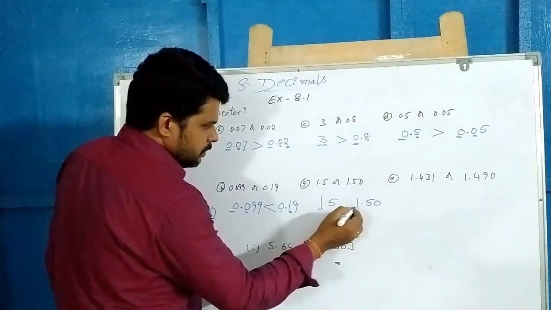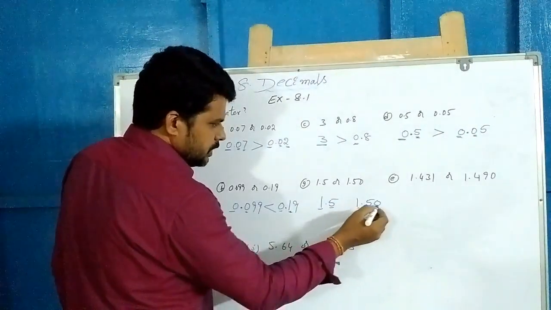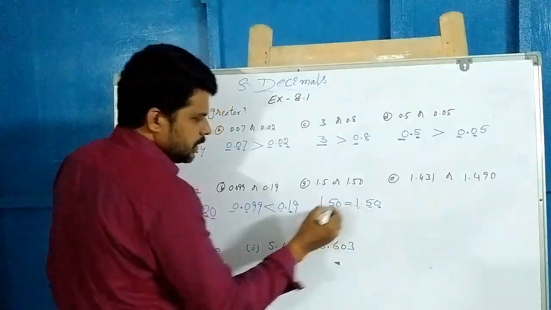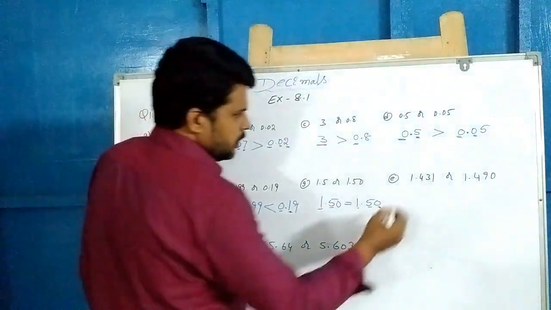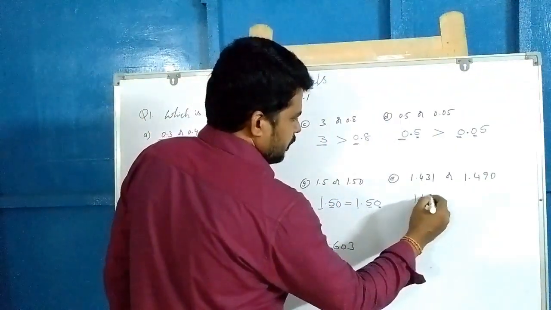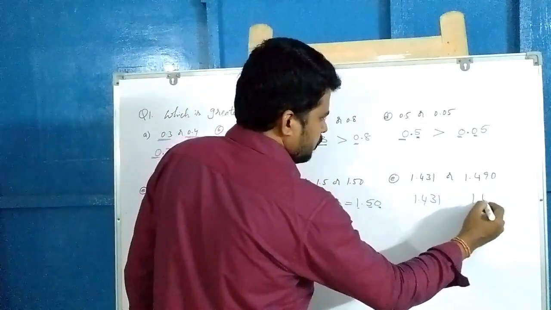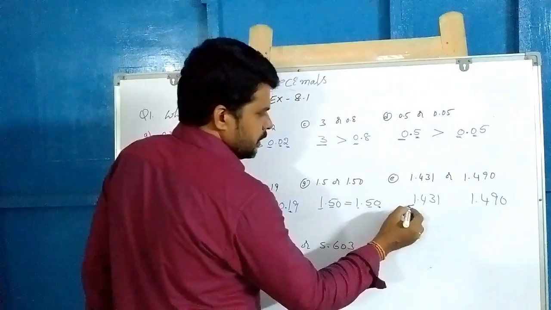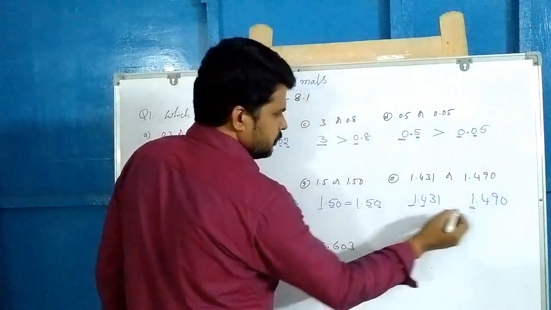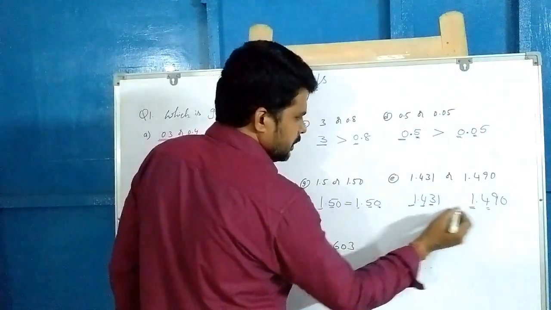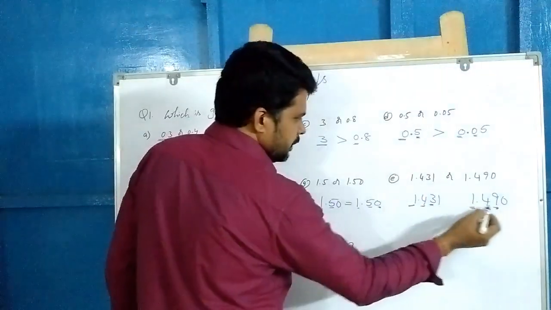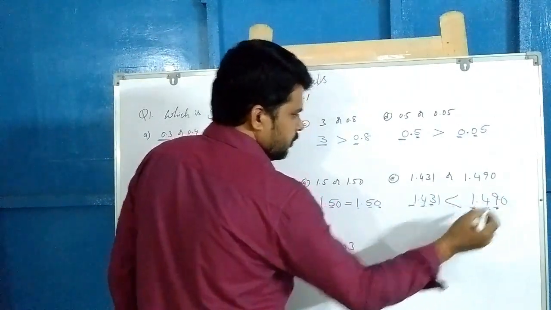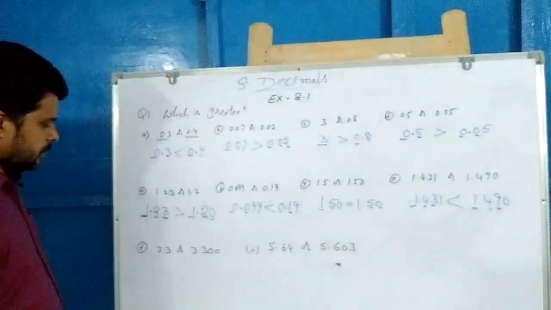The whole number part is equal. The first value is equal. The second value is 0, here also take 0. So both are equal. Next, E sum: 1.431 and 1.490. The whole number part is equal. The decimal part's first value is equal. The second value is 3 and 9. Comparing 3 and 9, 9 is the bigger one. So 1.490 is the bigger one.